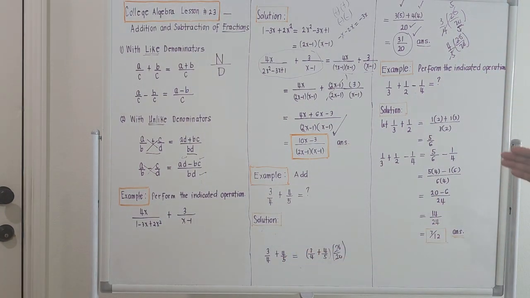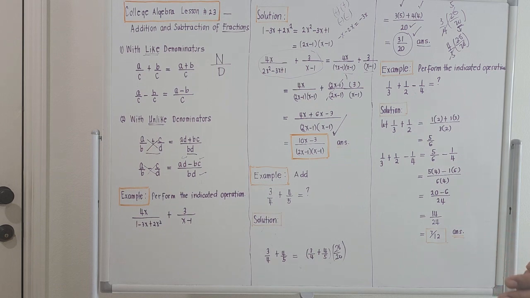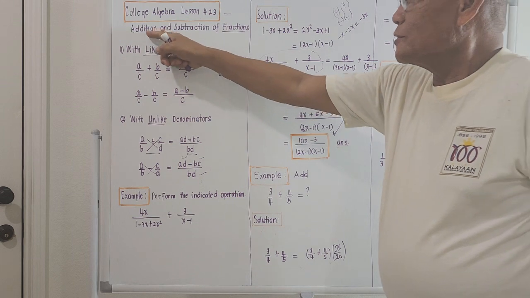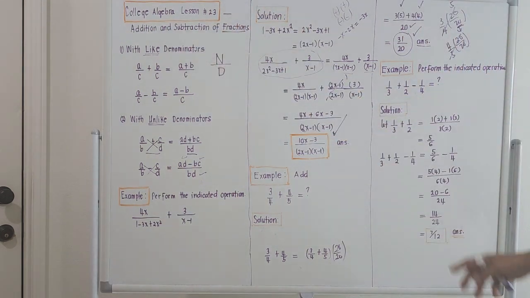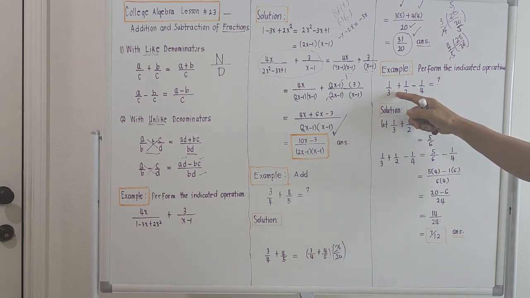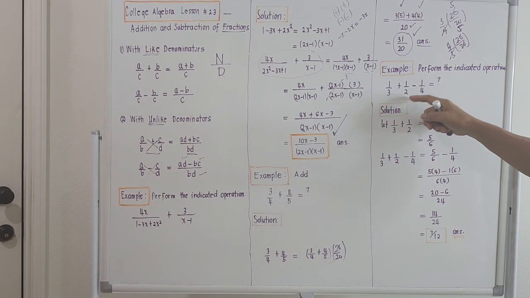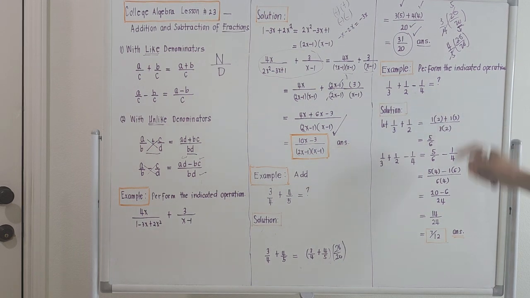The last example for this morning, perform the indicated operation. We are given still pure real numbers. They are all fractions, and we are asked to add or subtract. So it seems we are on the operation addition and subtraction of fractions. The first operation is plus, and the next operation is minus. So we are asked to perform 1/3 plus 1/2 minus 1/4, and what will be equal to?